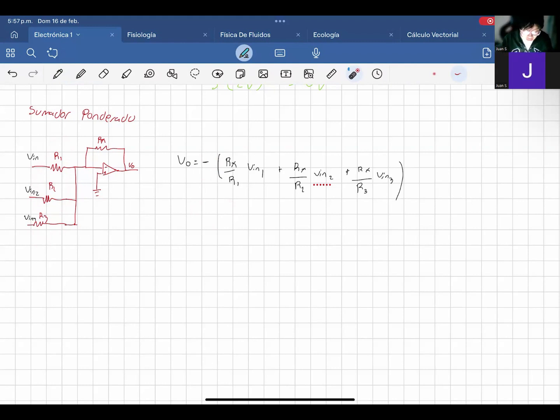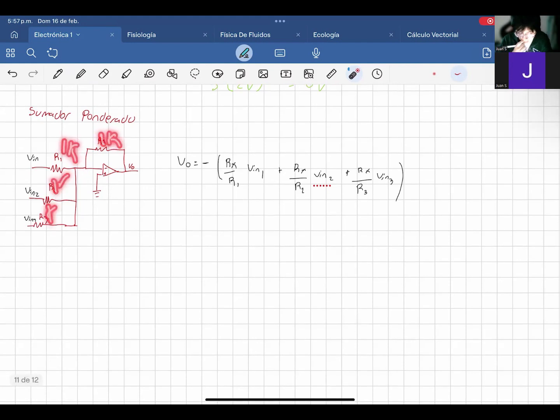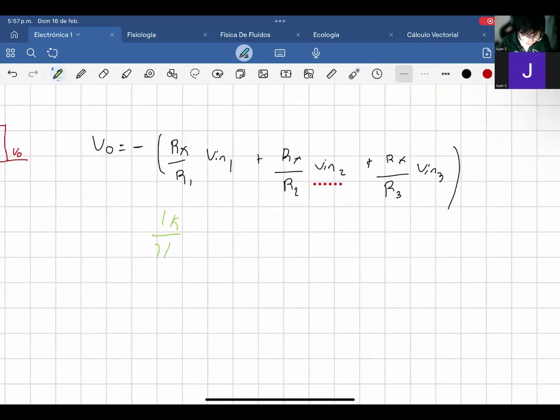So how does this work? Number one, the easy way would be, for example, to put 1K, 1K, 1K, and 1K. So all of them are the same. That would mean this one and this one would cancel, and it would be just the sum of B1, B2, and B3, like the following. If we did that, it would be 1K over 1K times B1 plus 1K over 1K times B2 plus 1K over 1K times B3. So it would be 1, 1, and 1, so it would be B1 plus B2 plus B3. And this would be multiplied by minus.